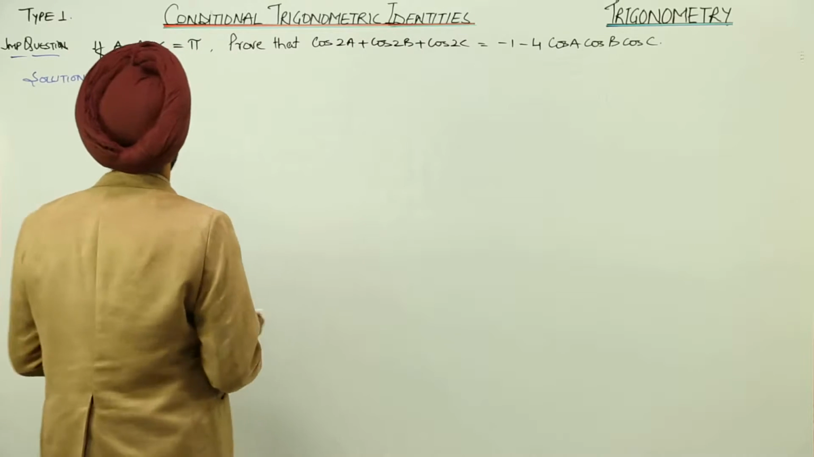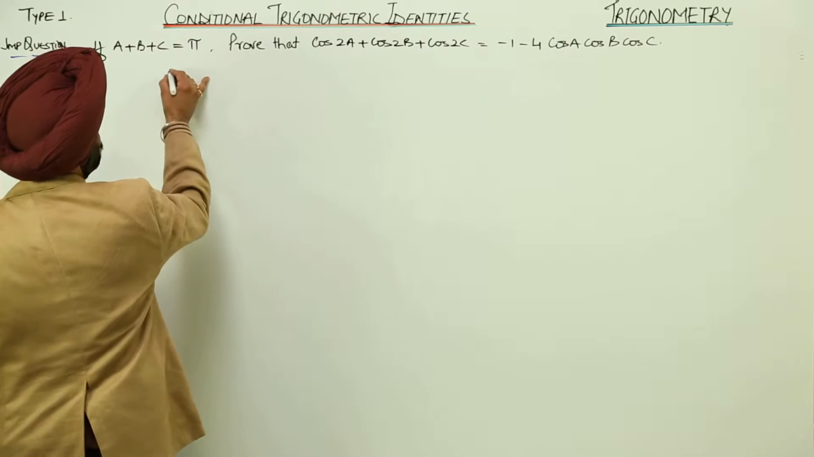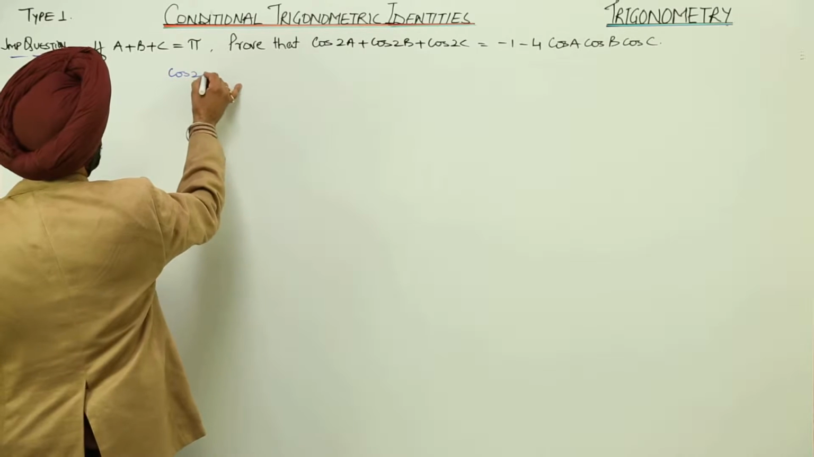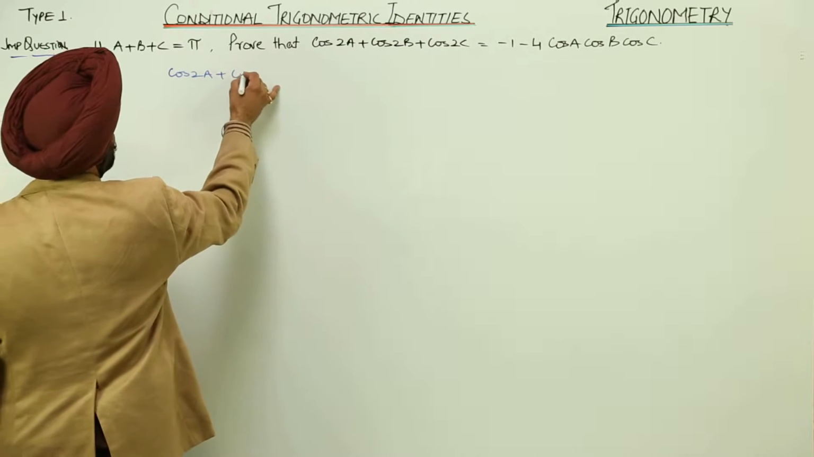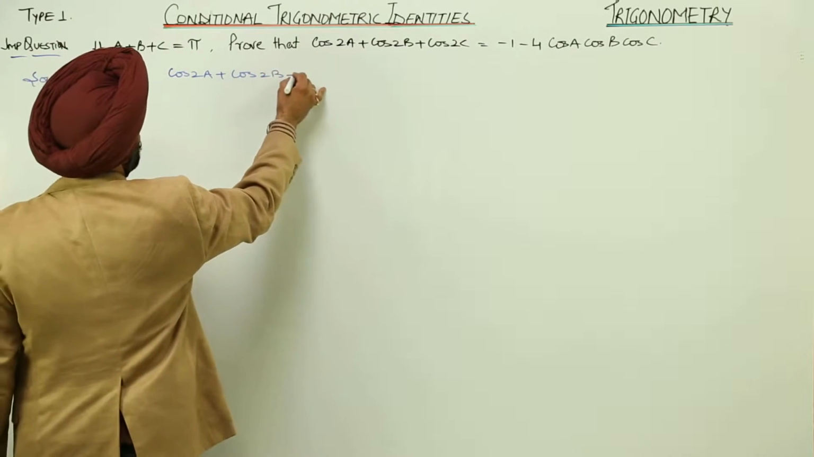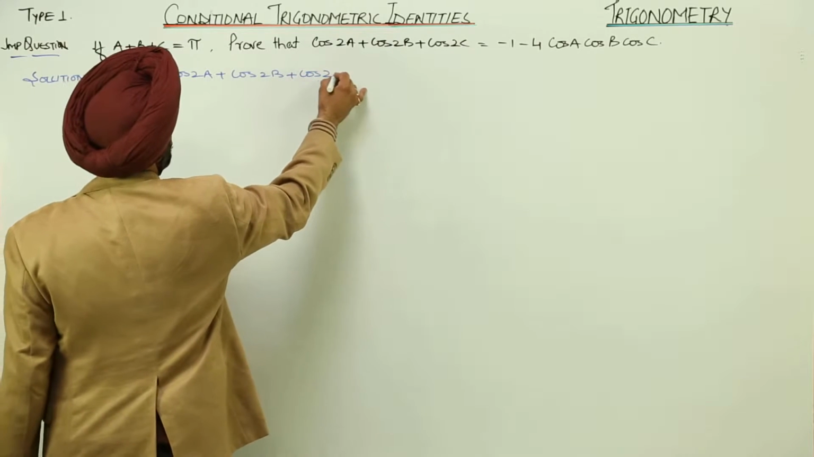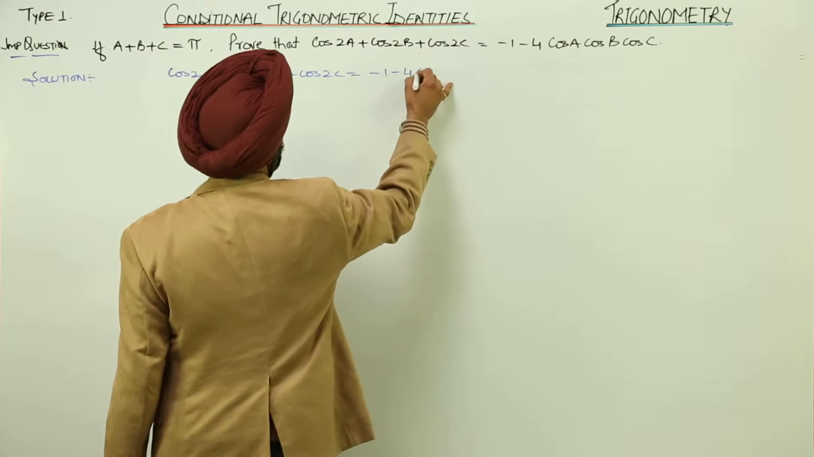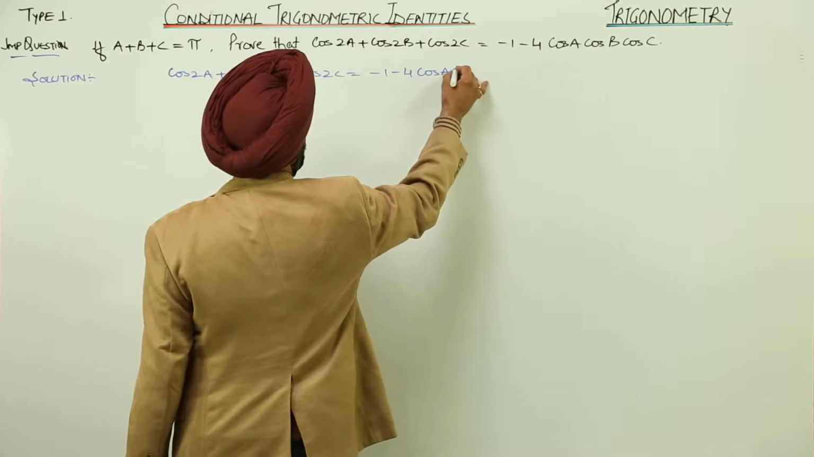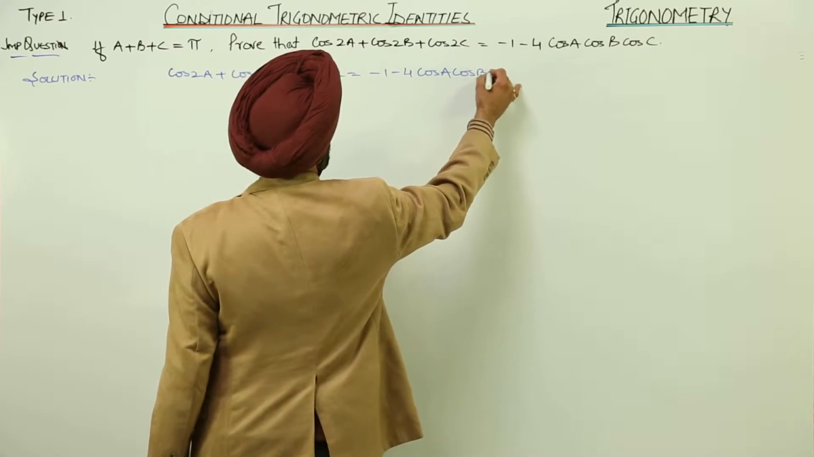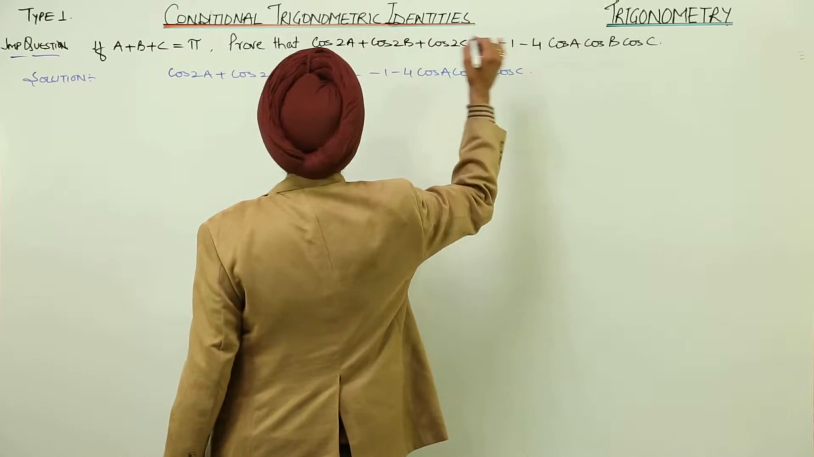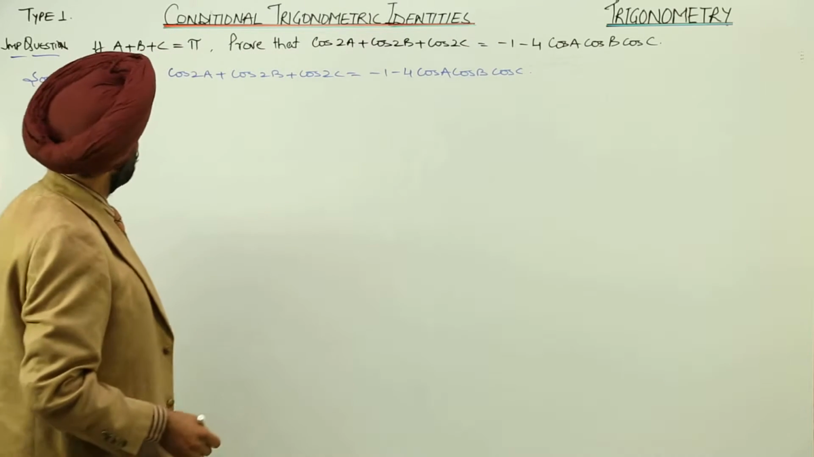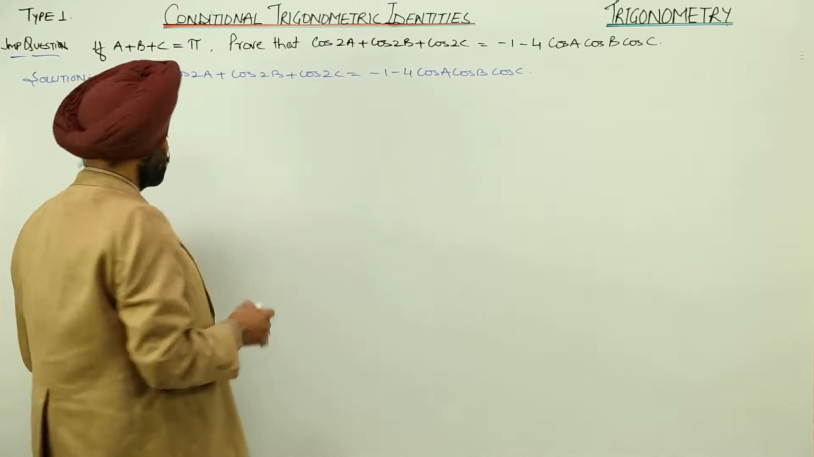Now, next important question: we have to prove cos 2A plus cos 2B plus cos 2C is equal to negative of 1, negative of 4 cos A cos B cos C. And the condition is if A plus B plus C is pi.